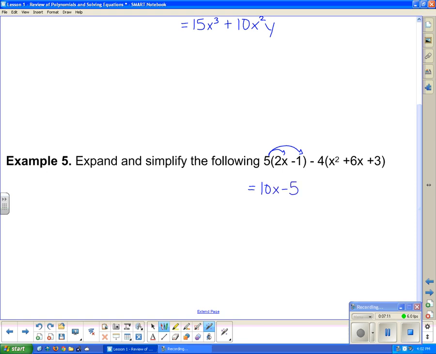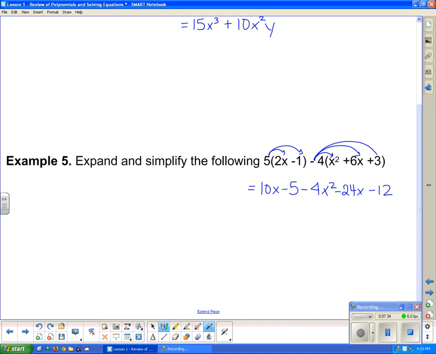And then I'm going to multiply this negative 4. Now be careful with that negative. I'm going to multiply the negative 4 through the brackets, and I get negative 4x squared. Now negative 4 times positive 6x gives me negative 24x. And negative 4 times positive 3 gives me negative 12.